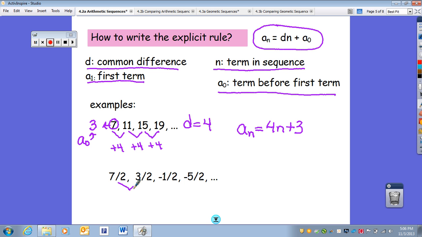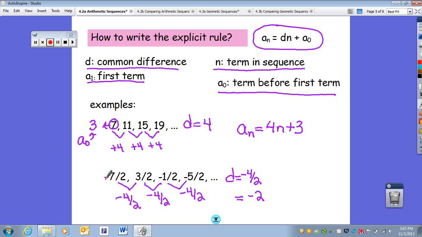What am I doing to get from one term to the next? Well, it looks like I have a common denominator already. What's happening in the numerators is I'm subtracting 4. So I'm actually subtracting 4 over 2 each time in order to keep my common denominator and subtract my numerators. So my common difference is going to be negative 4 over 2, or if I want to reduce that, it's actually negative 2. That's going to be my difference.